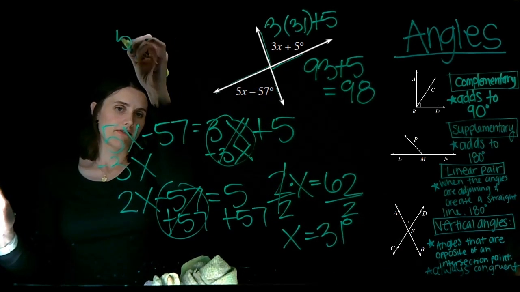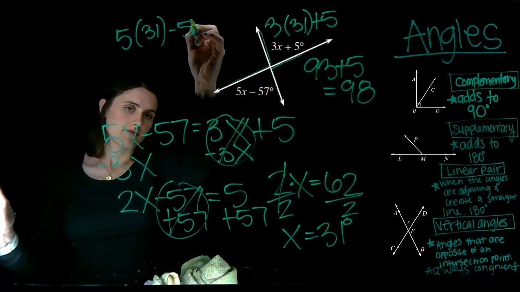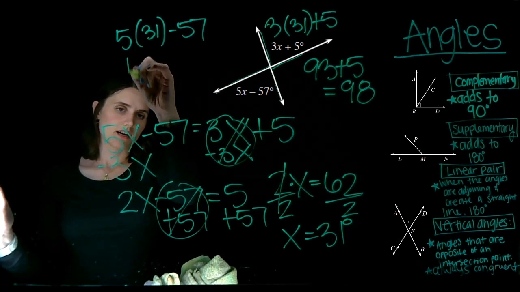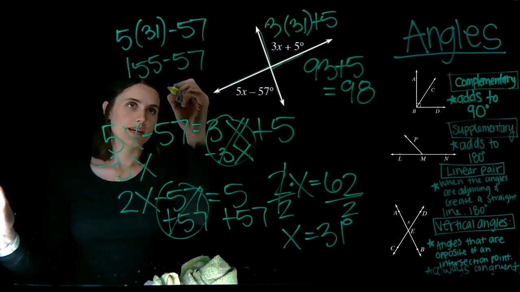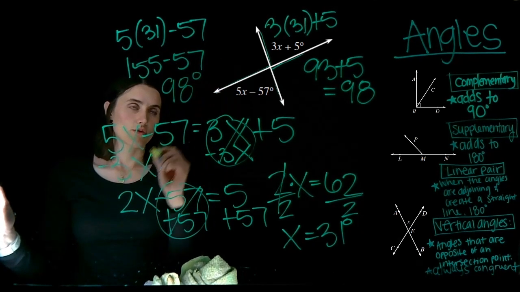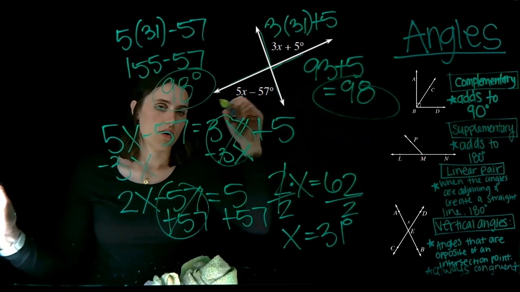So we can say 5 times 31 minus 57. 5 times 31 is 155, and then we'll subtract 57 from that, and that will give me 98 degrees. So we know that these two angles are congruent.